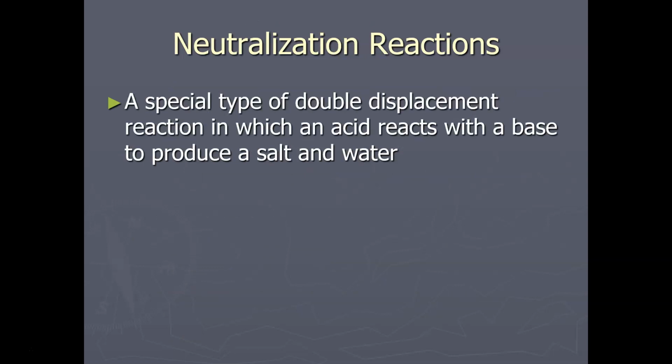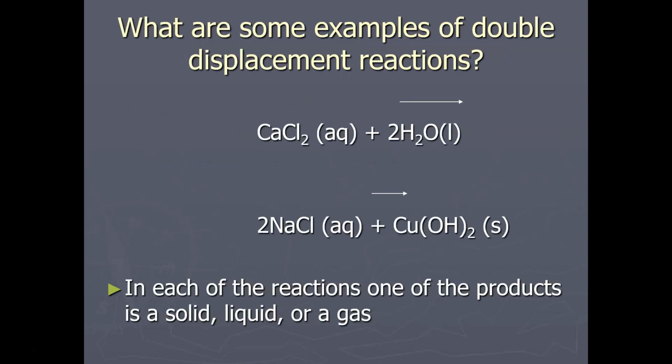Now just real briefly, there is a type of double displacement reaction that is called a neutralization reaction. And this is when an acid reacts with a base, yes, those acids we learned about in our last unit, to produce a salt and water. That's a special type of double displacement reaction that we call a neutralization reaction.